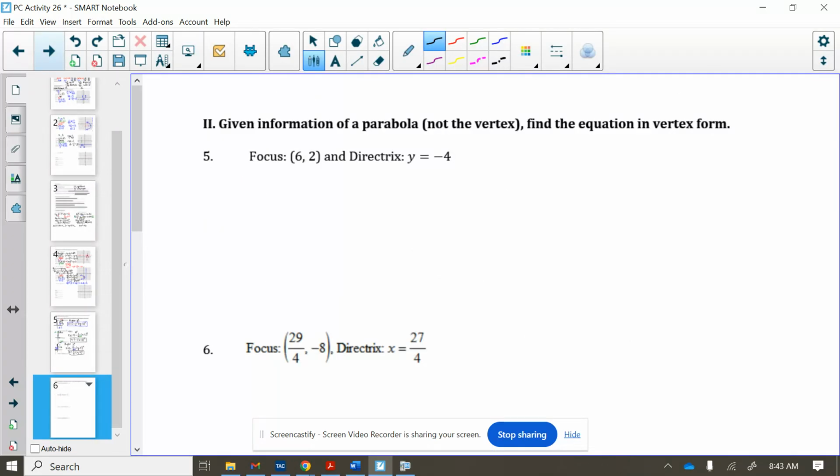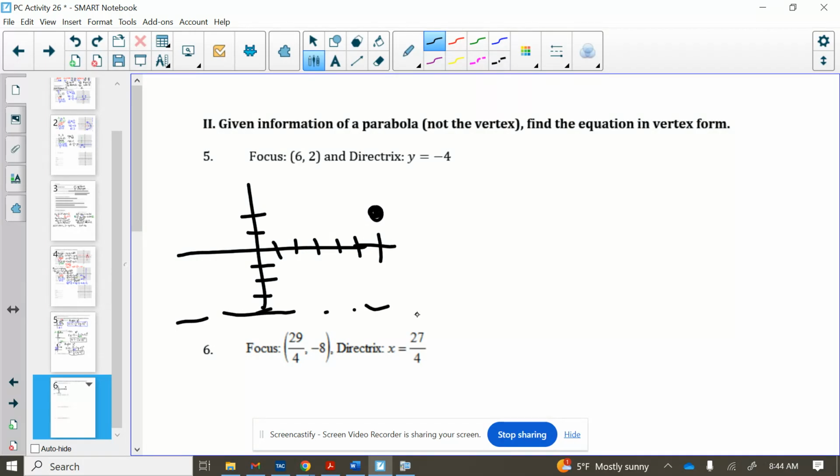Now, on the last page, we are given some examples. However, we are not given in this one any of the vertex points. We're given the focus, we're given the directrix. So on this particular one, again, I like to start with a little sketch. We are given a focus at 6, 2, and then we are given a directrix through y equals -4. So that's down here, a horizontal line.